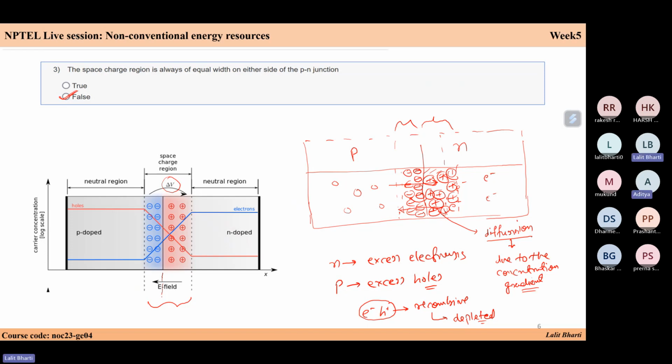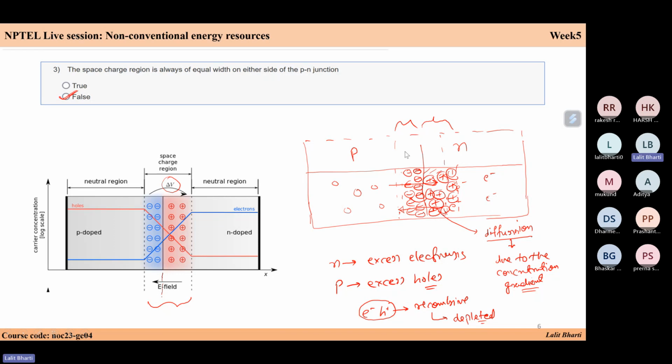So if we go to question 3, I'm trying to go quickly because we have already discussed a lot in today's lecture. The third question is: the space charge region is always of equal width on either side of a PN junction. That is not correct, because we have not seen in detail how the width of the region is defined. I guess it is well mentioned in the main lectures.